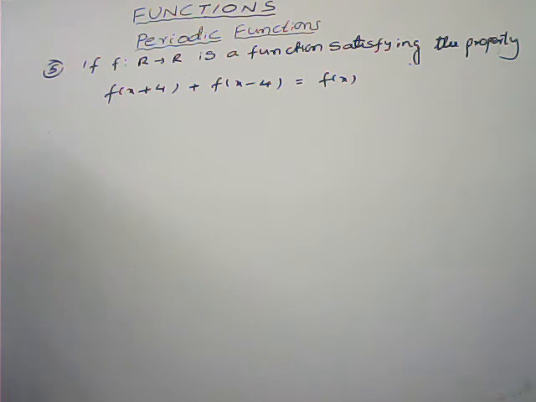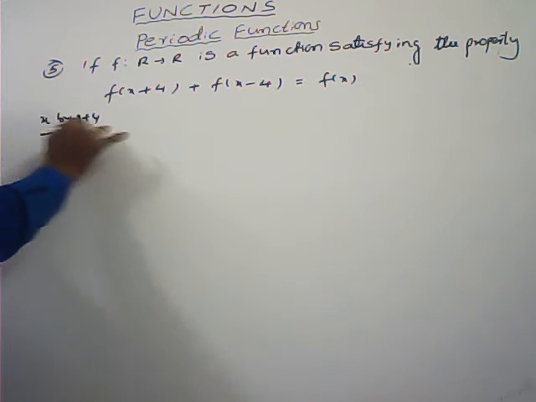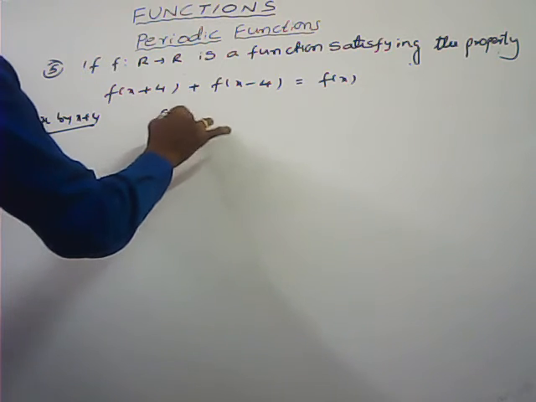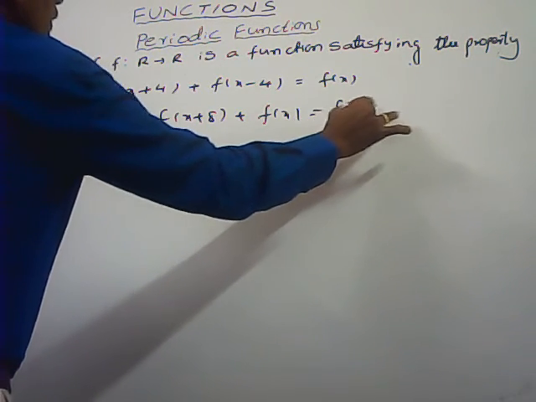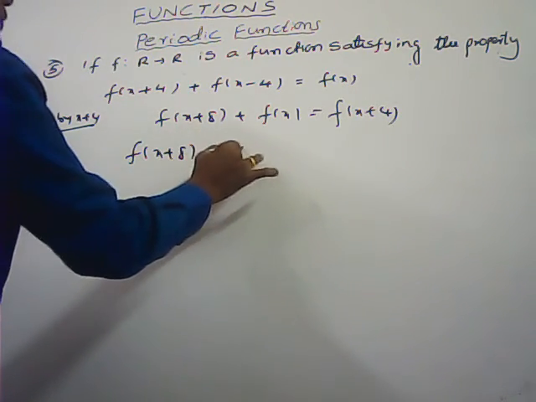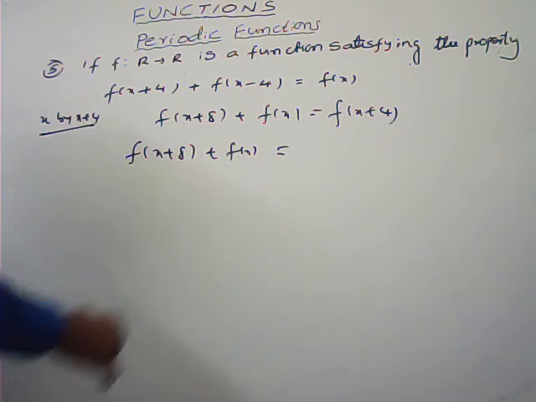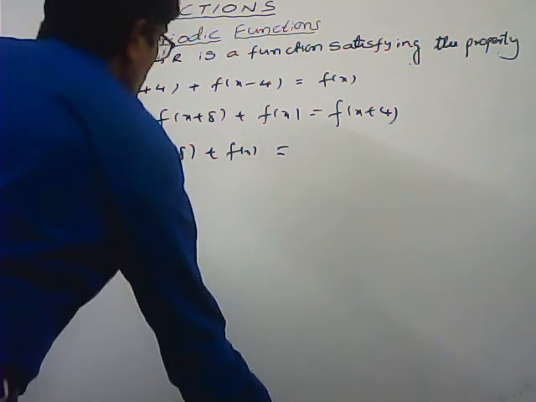Next, f of x plus 4 plus f of x minus 4 is equal to f of x. Now here you can see, by observing that only we can get an idea. Here replace x by x plus 4. f of x plus 8 plus, here we are getting f of x, is equal to f of x plus 4. f of x plus 8 plus f of x is equal to, in the place of f of x plus 4 we can write, otherwise here we can do one more thing also.